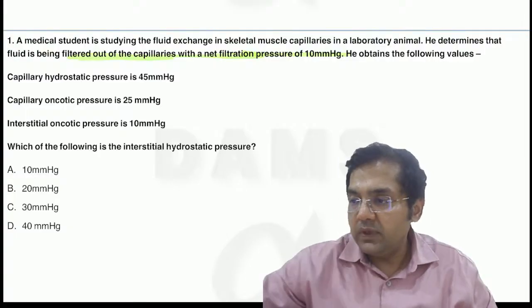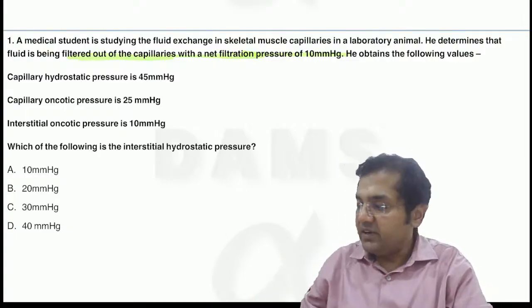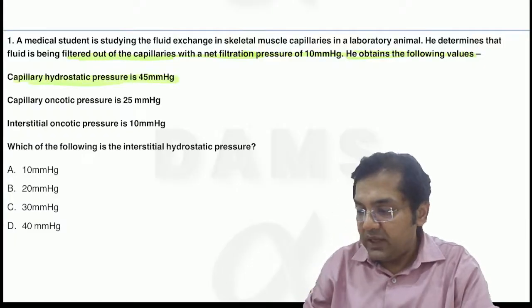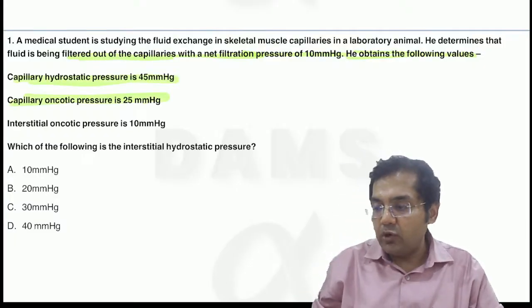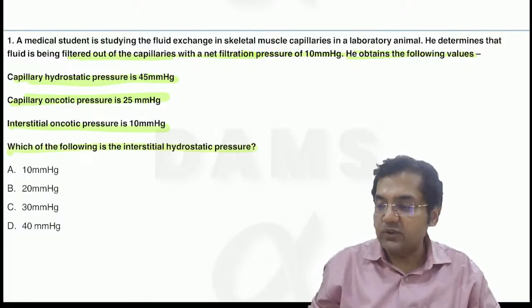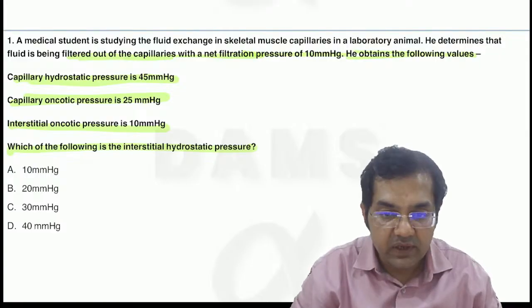Right, so when I look over here, the net filtration pressure is 10. He obtains the other following values like this. So capillary hydrostatic pressure is 45, oncotic is 25, interstitial oncotic is 10. You have to determine which of the following is the interstitial hydrostatic pressure, right?